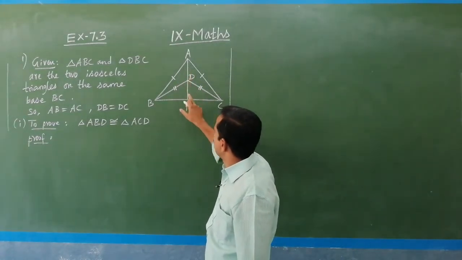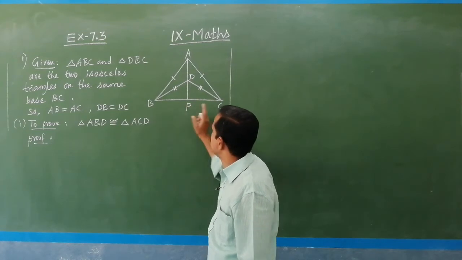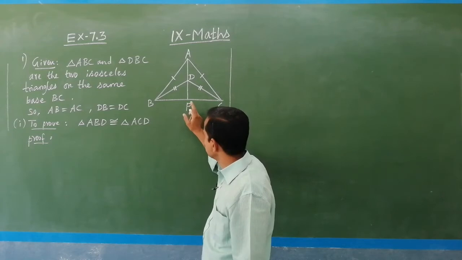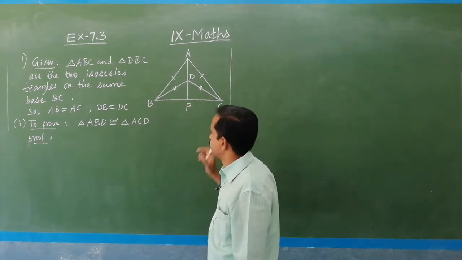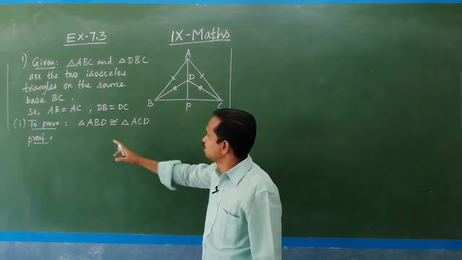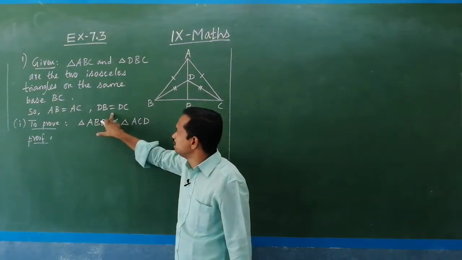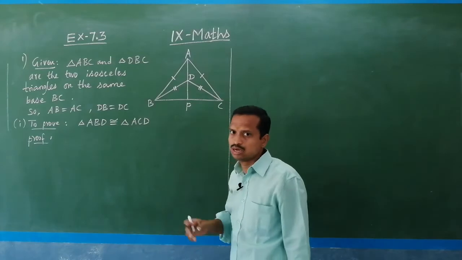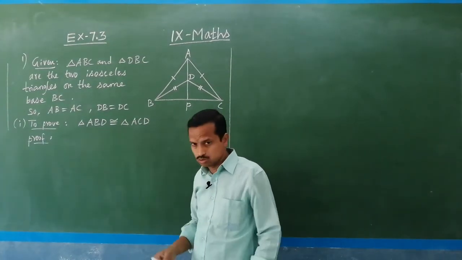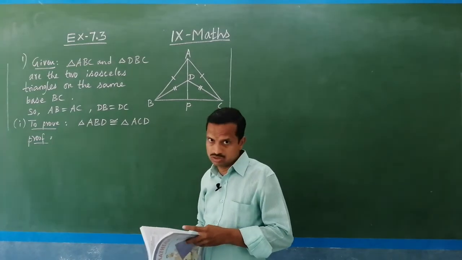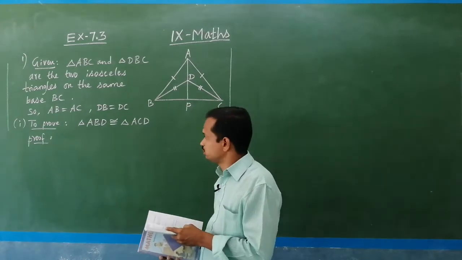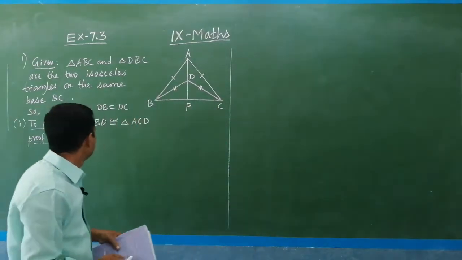Now AD is extended to P to meet BC. It is given in the book. So we can have that AB equal to AC, DB equal to DC because both are isosceles triangles. To prove the first option, there are 4 options in total. So the first one, triangle ABD congruent to triangle ACD. This you have to prove.